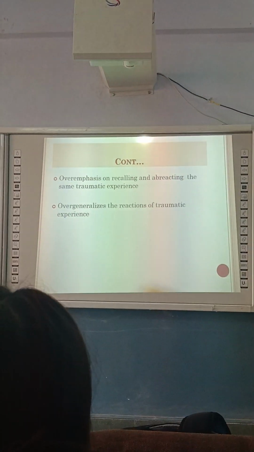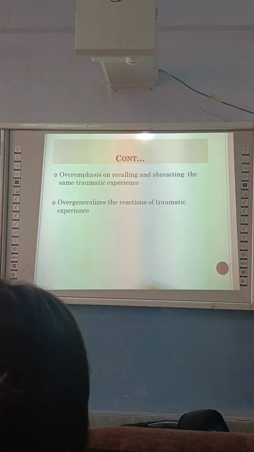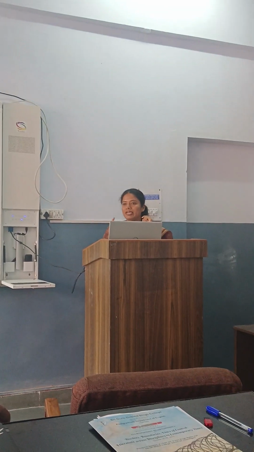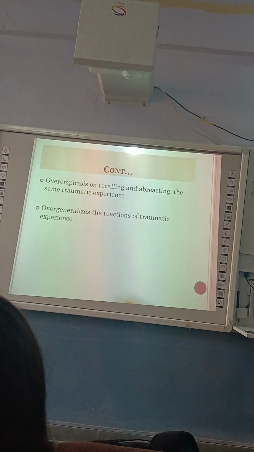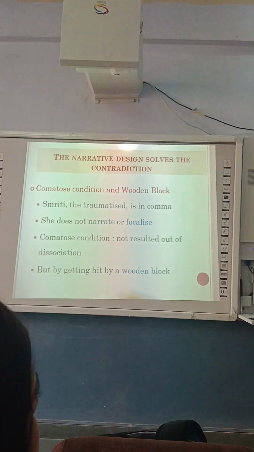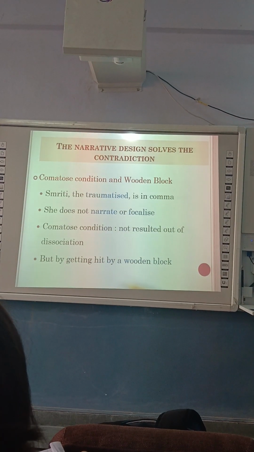Other claims are that they overemphasize the recalling and abreaction of the traumatic experience again and again, and they overgeneralize the reactions to traumatic events. Now the present novel solves these contradictions by bringing two elements into the narrative structure of the novel. One is the adverse condition of the traumatized person, and another one is good and wrong.